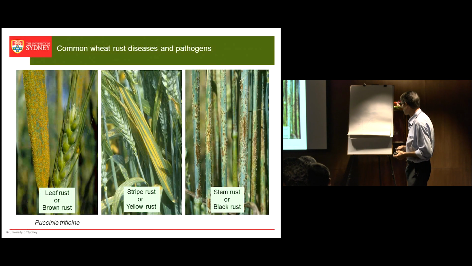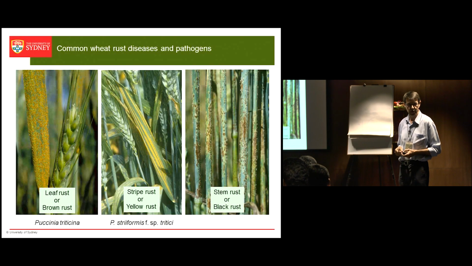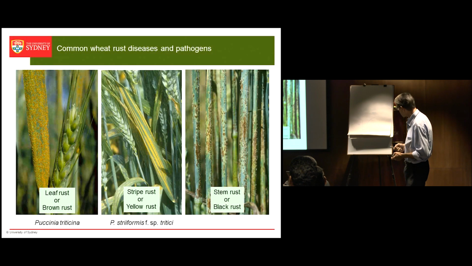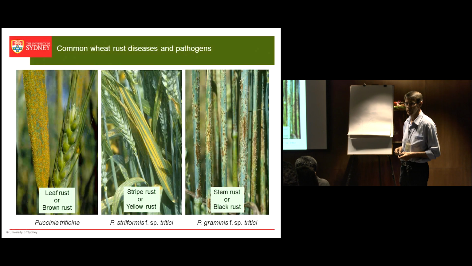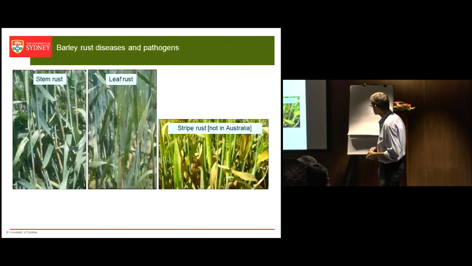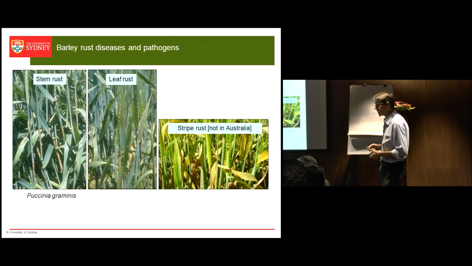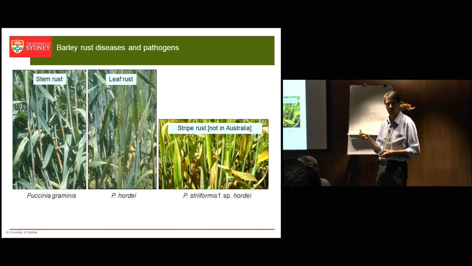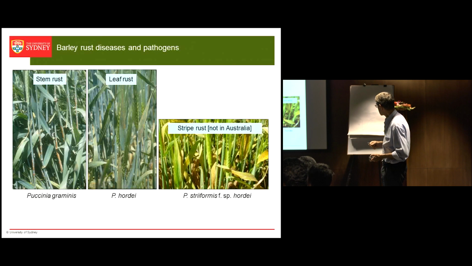Equally with stripe rust or yellow rust on wheat, the causal agent is Puccinia striiformis, former species tritici. We'll be talking more about the former species a little later today. And in the case of stem rust or black rust, the causal agent is Puccinia graminis, former species tritici. Barley rust diseases: stem rust, leaf rust, stripe rust, Puccinia graminis, Puccinia hordei, Puccinia striiformis, former species hordei on barley. Again, I'll come back to the former species in a couple of lectures. I'm not going to go into that detail yet.